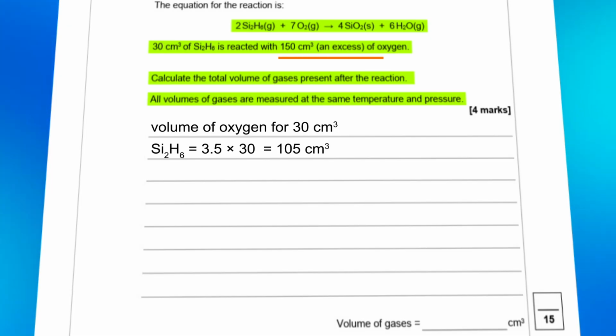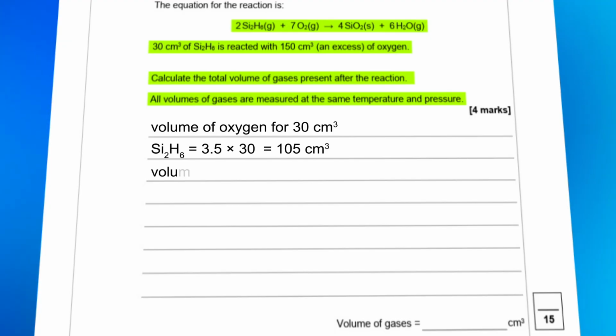And the question has already told us that we have 150 centimeters cubed of an excess of oxygen. So what we're going to want to do is calculate the volume of excess oxygen. So we're going to take what the question has already given us, and this is that there's 150 centimeters cubed of an excess of oxygen, and combine this with our previous calculation.